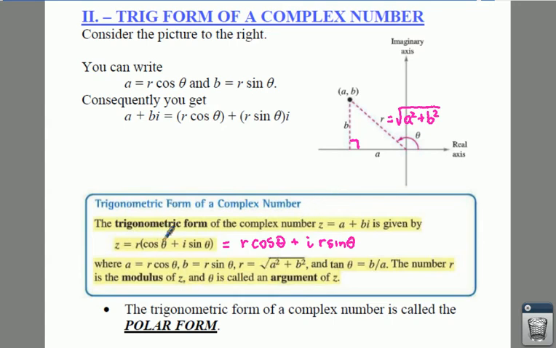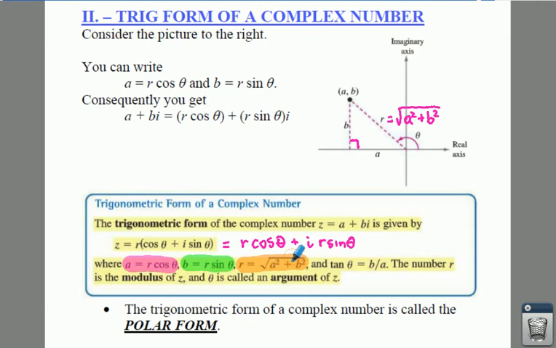Notice that a, this is your real part, is just equal to r cosine theta. Your b then is going to be equal to r sine of theta. And your r, which we talked about up here, is going to be equal to the square root of a squared plus b squared.